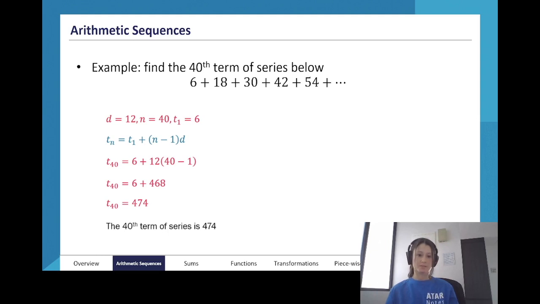What I typically like to write down is what I want to find. So I want to find T40, right? I want to find the 40th term. The other thing I know from needing to find T40 is that we have this equation here that we need to use to find our term.